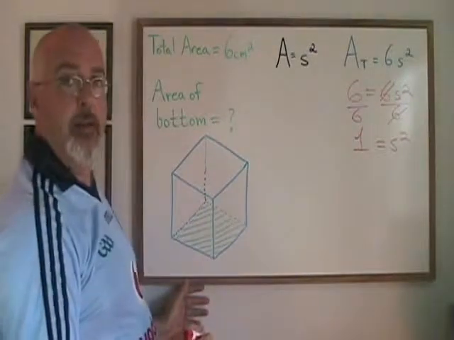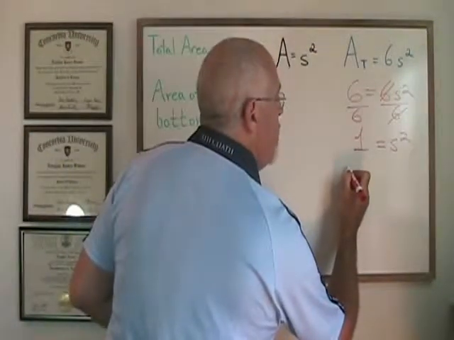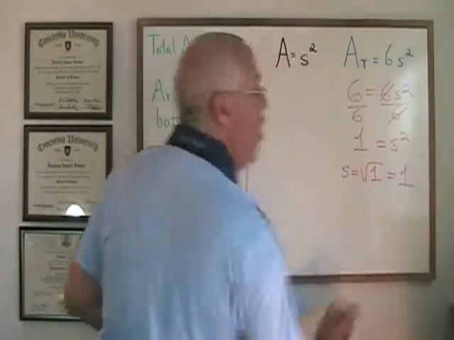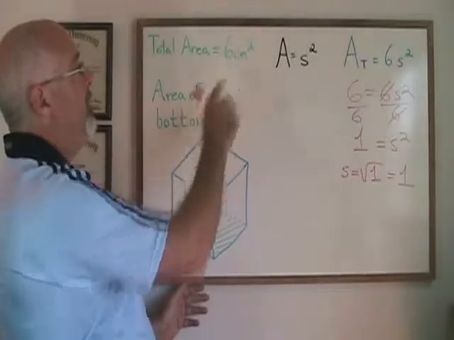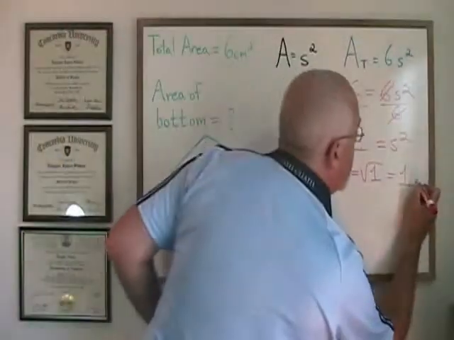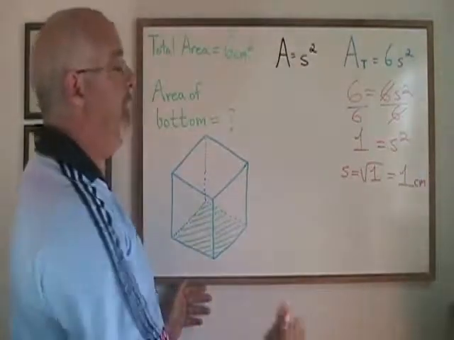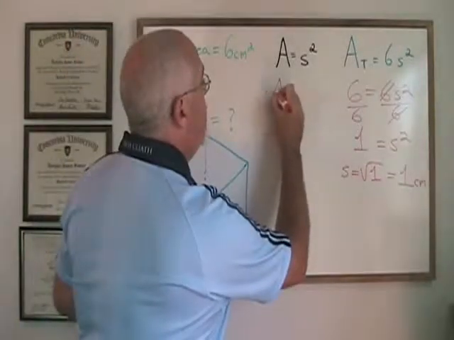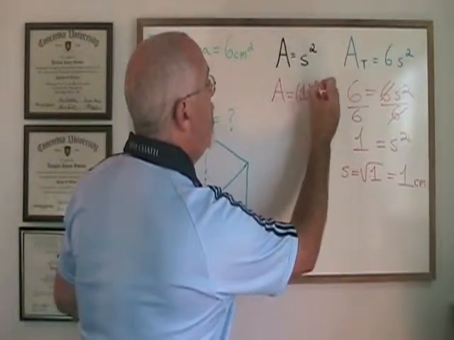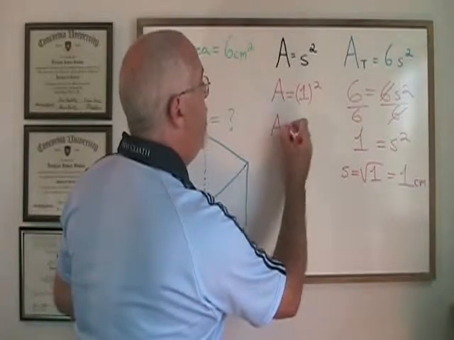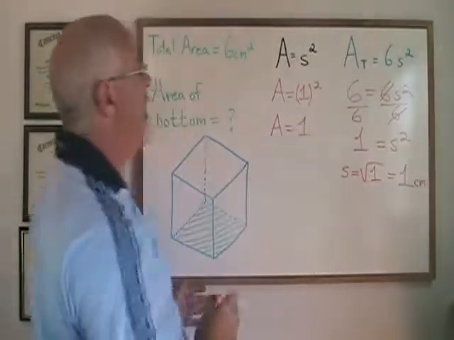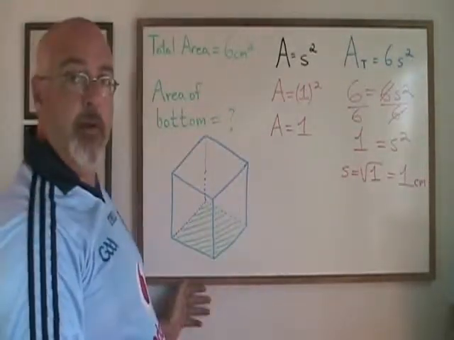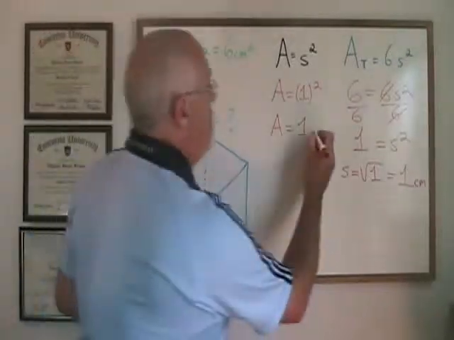But we want S, not S squared. If S squared is equal to 1, S will be equal to the square root of 1, which is still 1. Since the area was centimeters squared, the side length will be centimeters. Now we can plug the side length of 1 into the area of a square formula to answer our question. Area is equal to 1 squared, and 1 squared is 1. Our answer is 1, and because this is an area, the unit of measure will be centimeters squared.